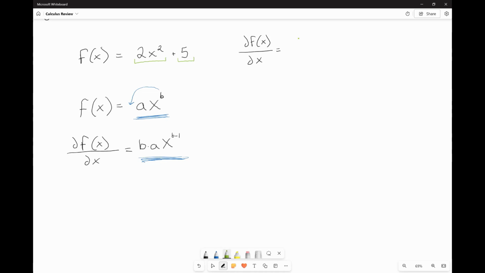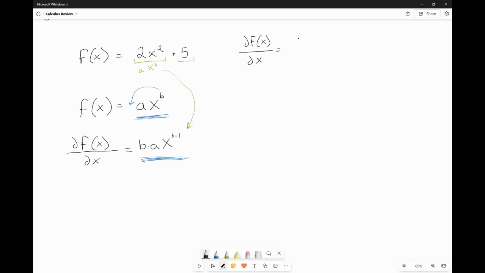Now, when I look at 2x squared, I'm going to notice that this 2 here, that's the a. The x is the x, that's the variable. And the 2 up in the exponent, that's the b. Once I've figured out what a is and what b is, all I have to do is simply apply this formula to it. So let me do that.